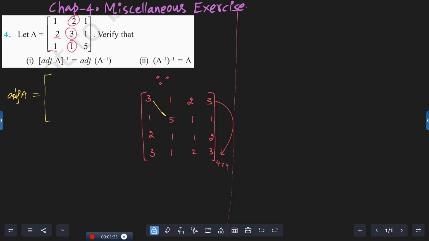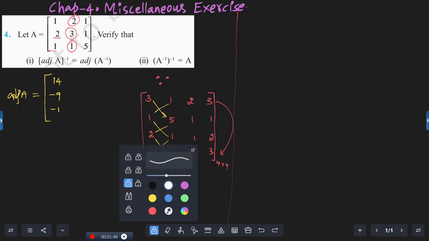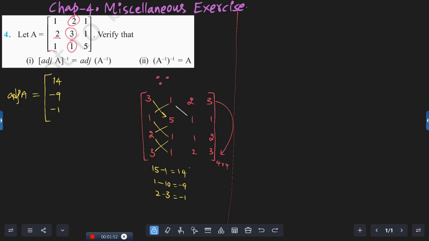So multiply this: 3 5s are 15, formula minus 1 1s are 1, which is equal to 14. So 14 you write here. And 1 1s are 1, formula minus 2 5s are 10, which is equal to minus 9. So here minus 9. 2 1s are 2, formula minus 3 1s are 3, which is equal to minus 1. So here minus 1.